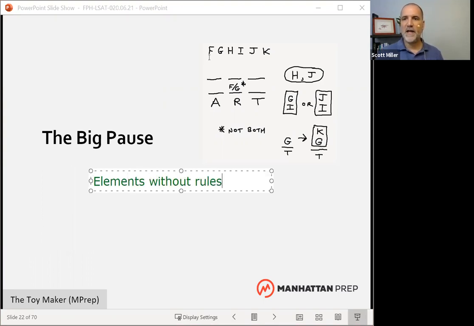So I can quickly check my elements. F, does F have a rule? Yeah, F or G is an R. G, yeah, G has a rule. H has a rule, I has a rule, J has a rule, K has a rule. So yeah, in this game, we don't have any elements without rules.